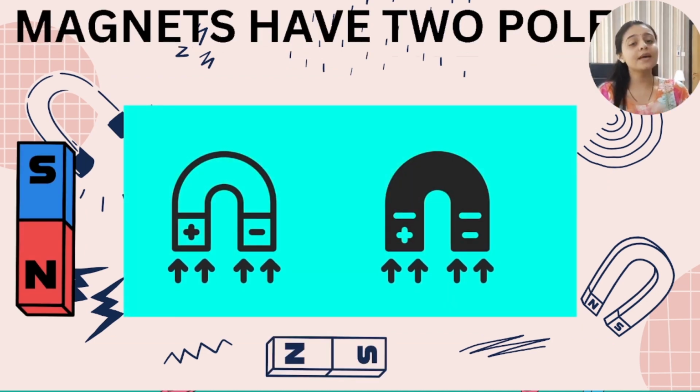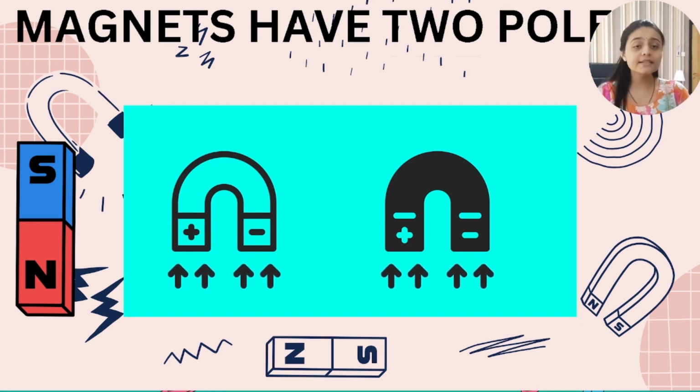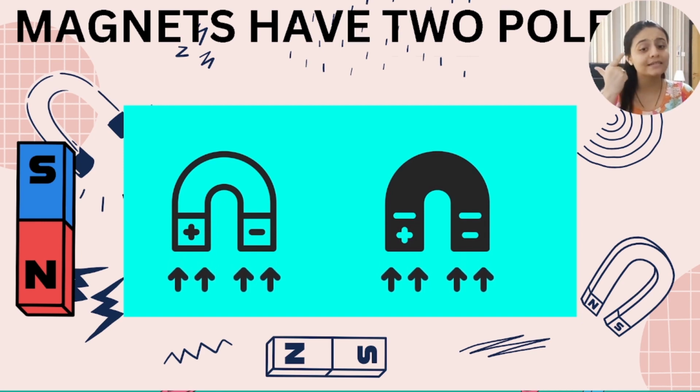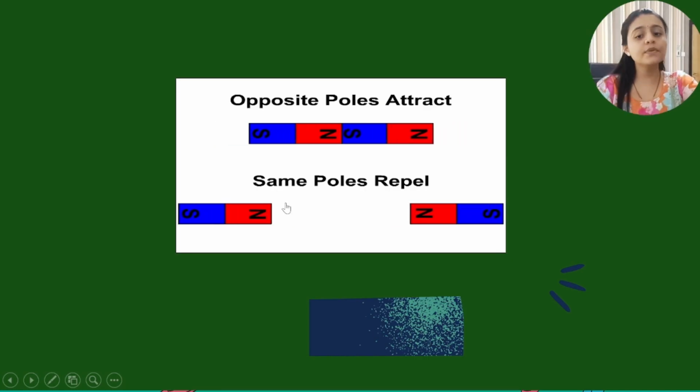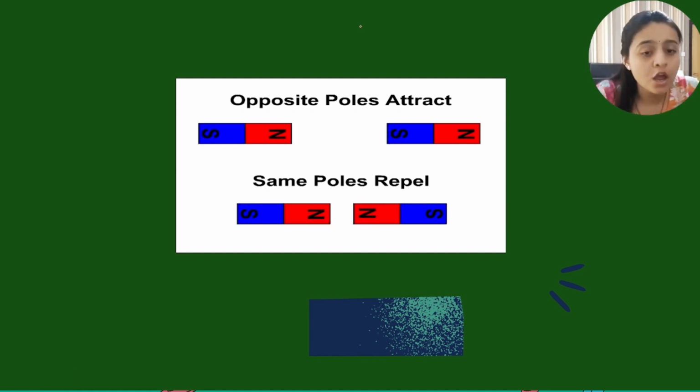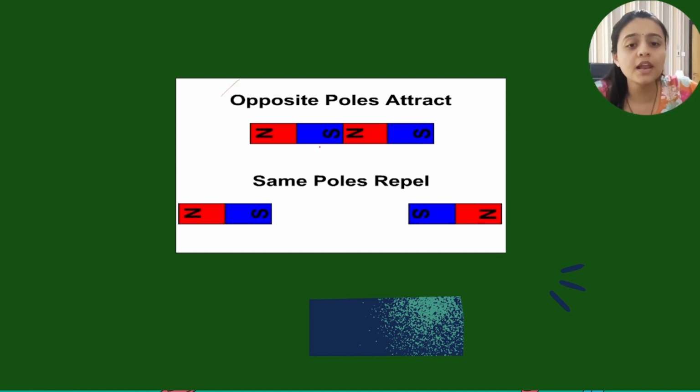Now, some characteristics of magnets. Magnets have two poles: one is the north pole and the second is the south pole. So magnets have two ends. One end is known as the north pole and the other end is known as the south pole, just like our Earth. The Earth has the upper pole, which is north, and the lower pole, which is known as the south pole. So a magnet also has two poles, the north pole and the south pole. As we learn that a magnet has two poles, we can see this is the north pole and this is the south pole.